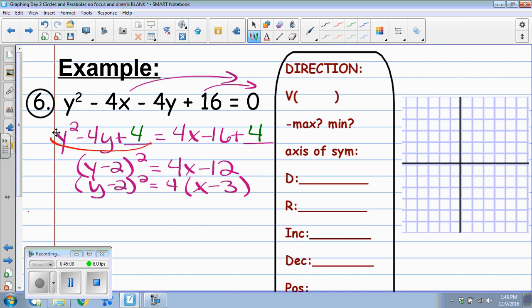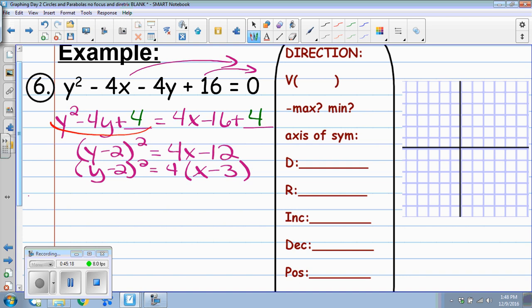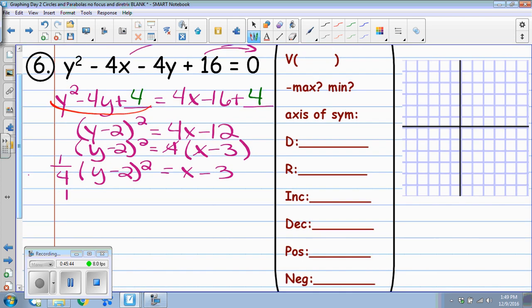Now, I'm going to divide both sides by 4. Now, there is another route you could take with this, which is fine. You can add 12 to both sides and divide by 4. That's fine, if you want to do that. But I'm going to divide both sides by 4, so that'll get rid of it over here, and that'll leave me with 1/4 over here, times y minus 2 squared equals x minus 3. And then add the 3 to get it back on the other side. So 1/4 times y minus 2 squared plus 3 equals x.